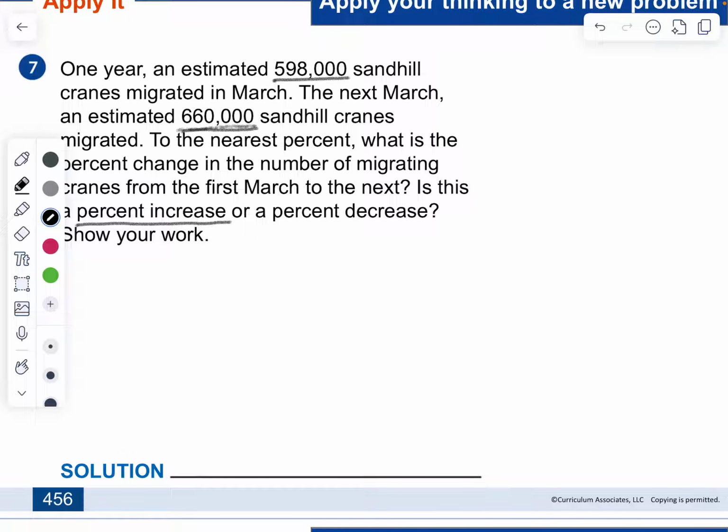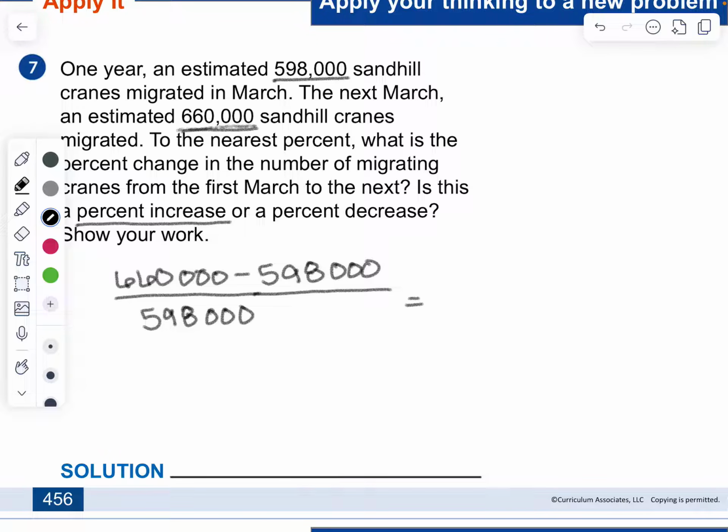So let's use the formula this time. The first or original amount was 598,000. And let's do the difference. So what is 660,000 minus 598,000? That would be 62,000 divided by your 598,000. And then if we multiply that by 100, that will give us a percent. Since it told us to go to the nearest percent, we're probably going to get a decimal, and we will round.